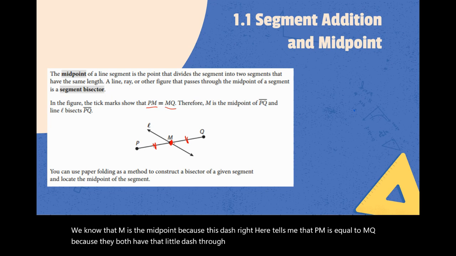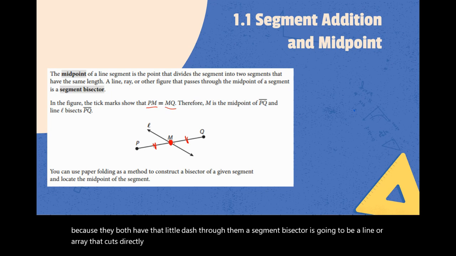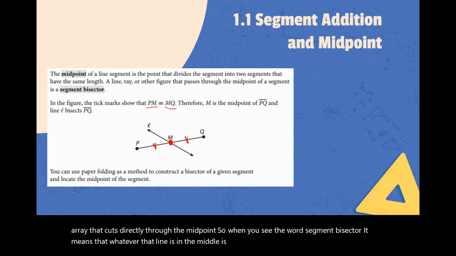A segment bisector is going to be a line or a ray that cuts directly through the midpoint. So when you see the word segment bisector, it means that whatever that line is in the middle is literally cutting the segment in half.